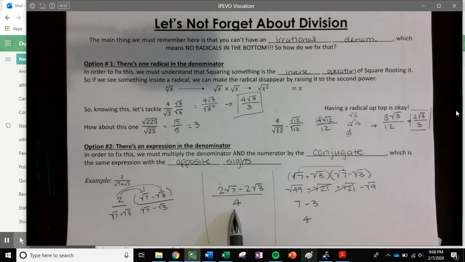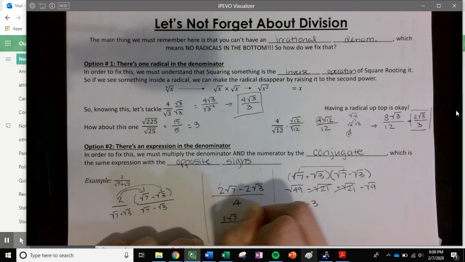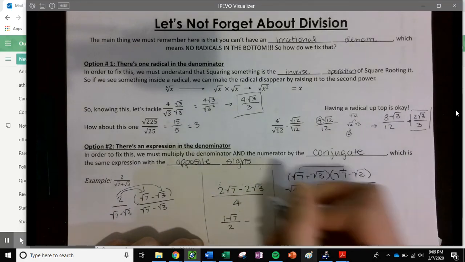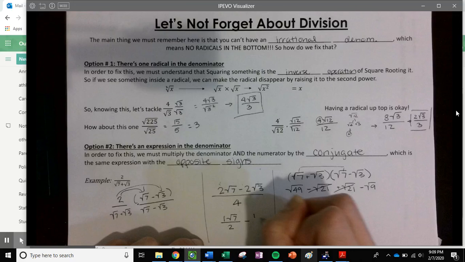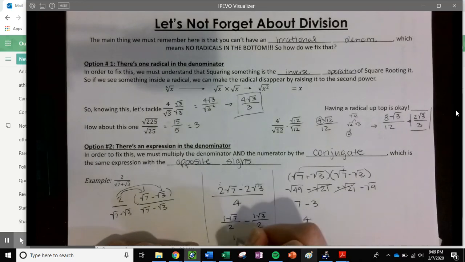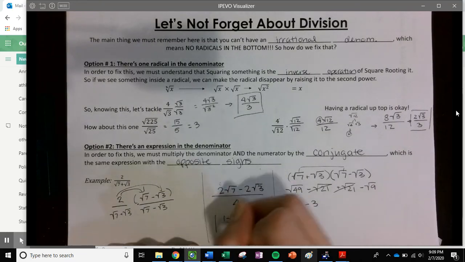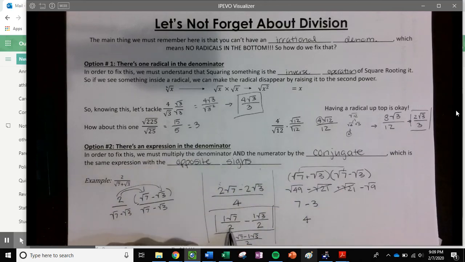We can reduce this, right? 2/4 is 1/2. So we've got 1 square root 7 divided by 2 minus 2/4 is 1/2, 1 square root 3 divided by 2. And if you wanted to, you could put them all on the same line as 1 square root 7 minus 1 square root 3, all divided by 2. Either way works, but that's our final answer. And as you can see, we've done our job because there is no irrational denominator anywhere in sight.